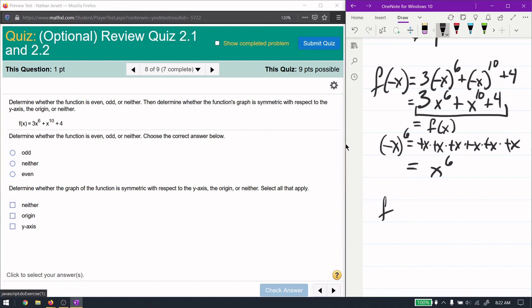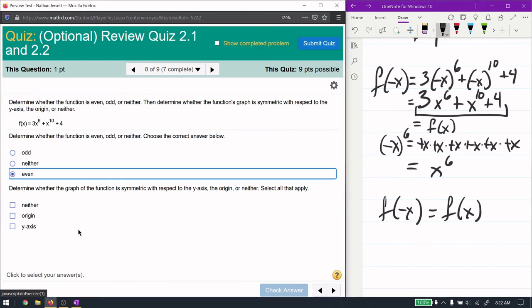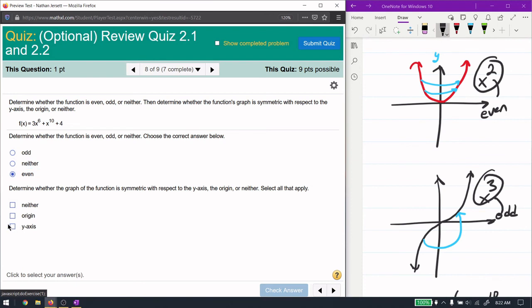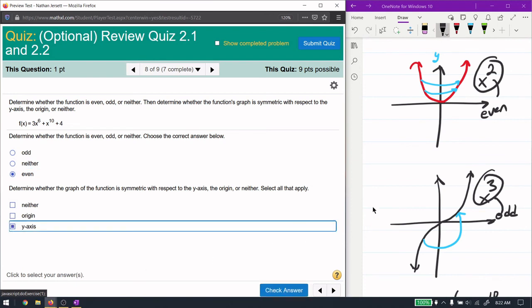So if we have f of -x equals f of x, this is even symmetry. That means it's that flip symmetry. So it has symmetry based on the y-axis. That's where it flips across. So that's what the second part is there.